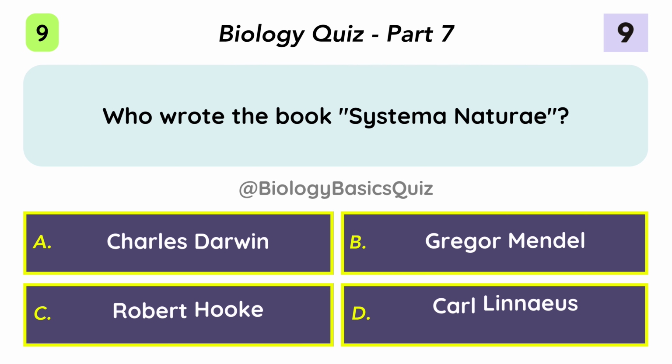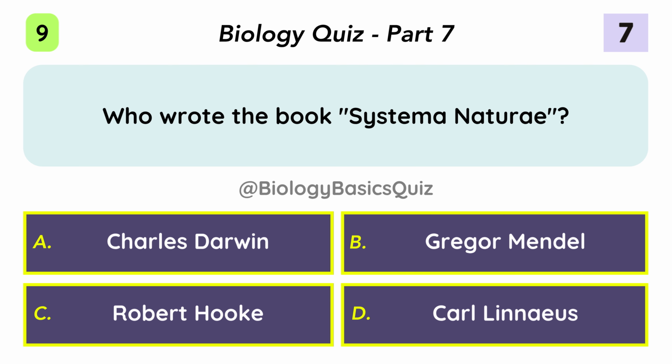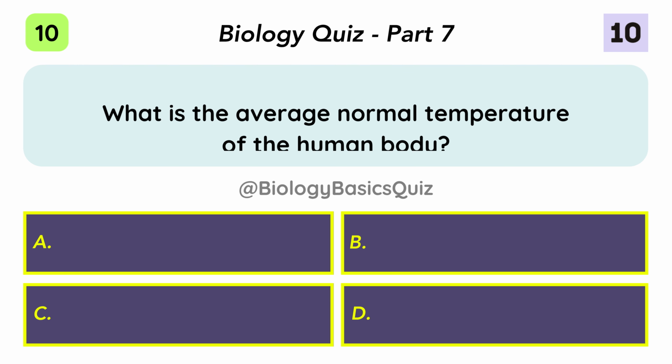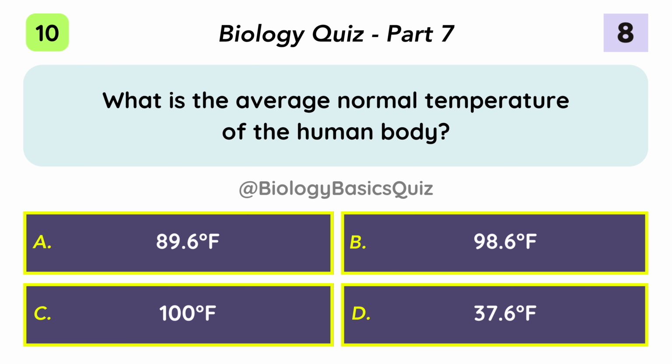Who wrote the book Systema Naturae? Carl Linnaeus. What is the average normal temperature of the human body? (98.6°F).